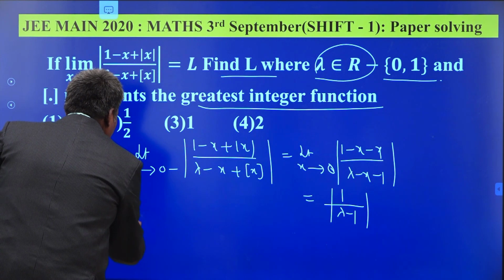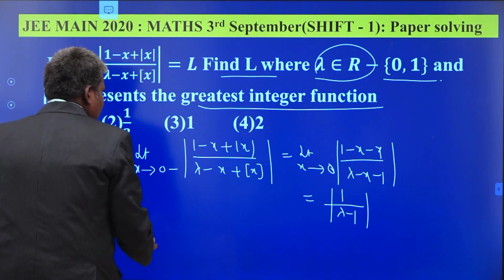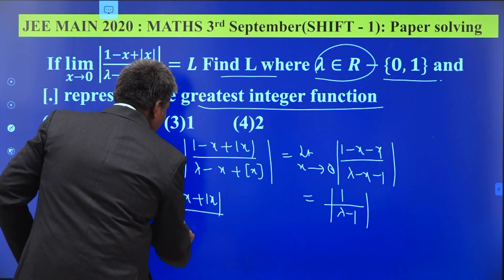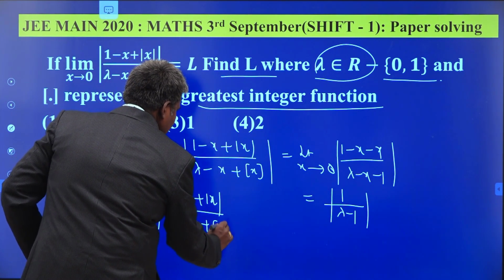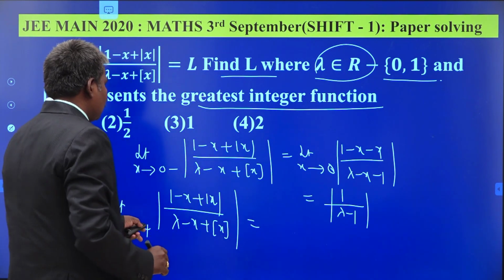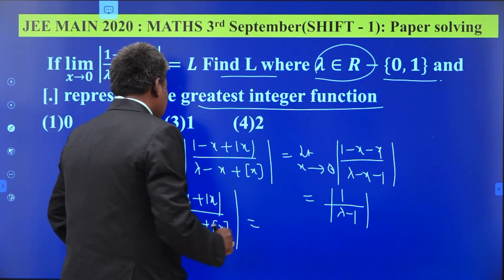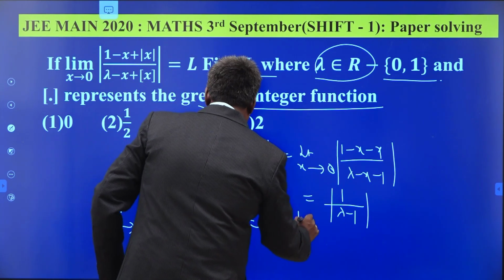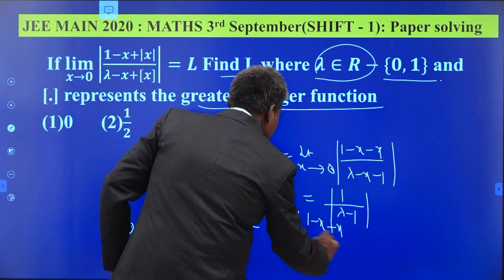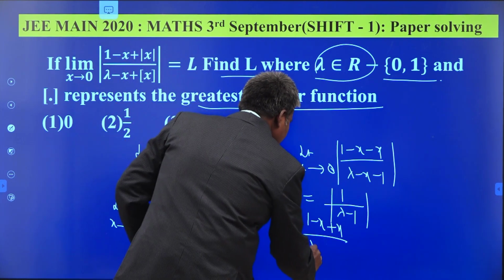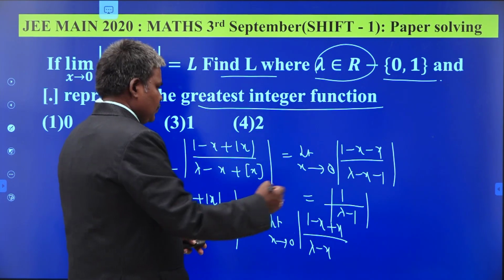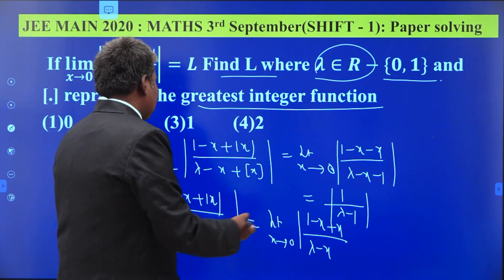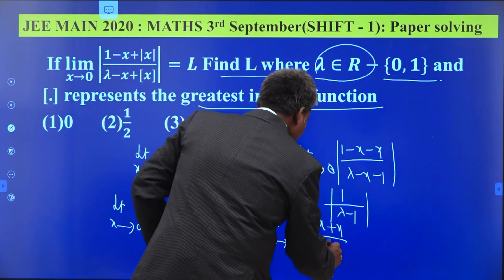Again we try the right hand limit. Limit x tends to 0 plus of modulus of 1 minus x plus mod x, by lambda minus x plus box x. We are approaching 0 from the right side. Mod x is x, so it is modulus of 1 minus x plus x, by lambda minus x. What about the box? It is a small value lying between 0 and 0.1 like that. Its box value is 0.